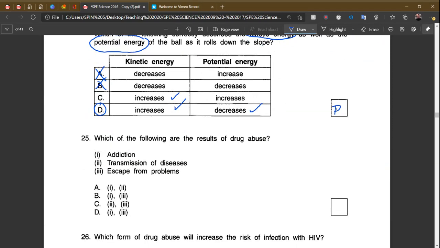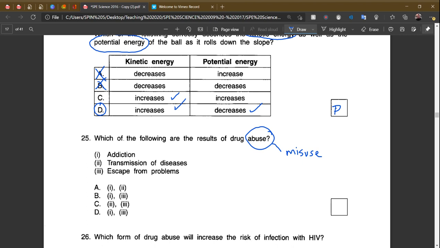Which of the following are the result of drug abuse? Abuse means misusing the drug. Drugs are any substance that, when taken into the body, changes the way the body and brain work. Drugs can be medicinal, which we get from our hospital, but they can also be harmful, especially when you abuse it.